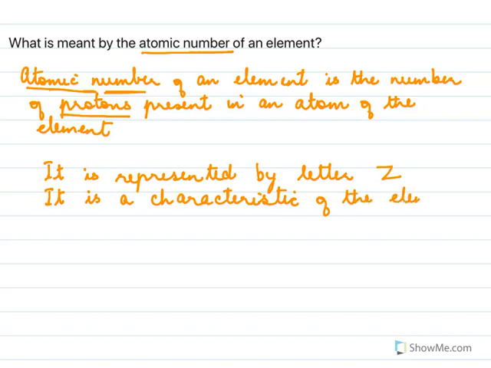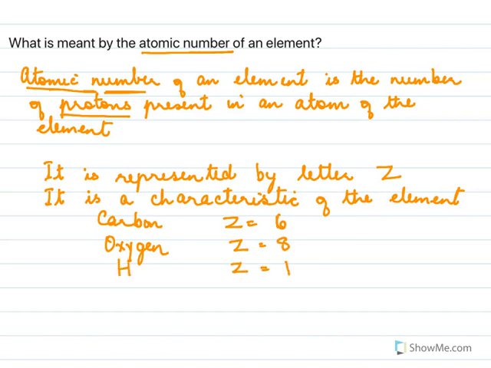What do you mean by characteristic of an element? Like carbon has atomic number 6, not 12. Oxygen has atomic number 8. Hydrogen has atomic number 1. That's number of protons.